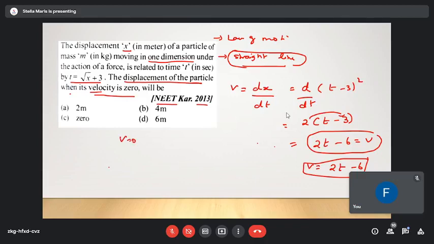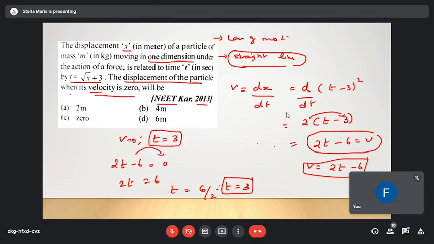When you substitute velocity is equal to 0, 2t minus 6 is equal to 0. Take the 6 there, so 2t is equal to 6. So t is equal to 6 by 2, so t is equal to 3. So when velocity becomes 0, t becomes 3 seconds. Substitute that 3 in the displacement formula. x is equal to t minus 3 the whole square. So x is equal to 3 minus 3 whole square. So x is equal to 0.